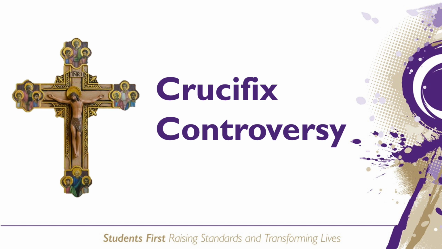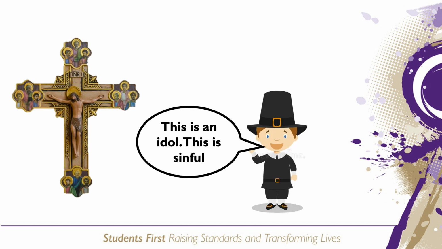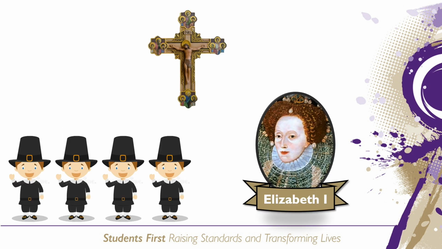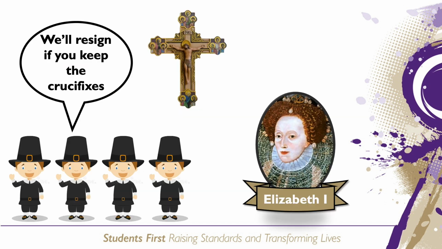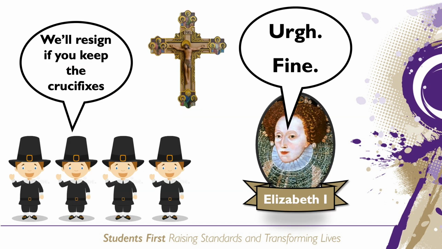Let's firstly tackle the issue of the crucifix. The crucifix was seen by Puritans as representing an idol. Elizabeth, however, liked them and also wanted churches to maintain their familiar look and feel. This was a critical part of the settlement, as Elizabeth was keen to keep Catholics in England on side, and as a result, she demanded that each church should display a crucifix. When some bishops threatened to resign over the issue, the Queen had to back down.